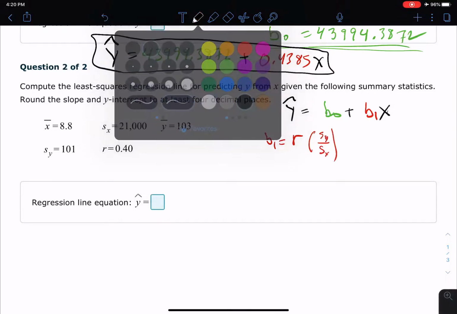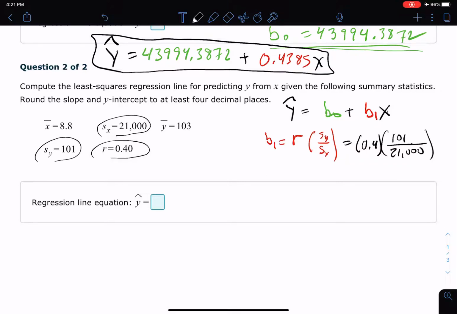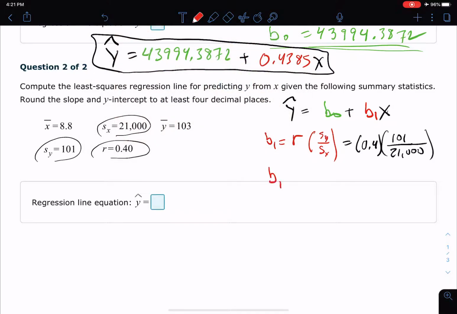So let's put in those values. R happens to be 0.4. S sub y is 101. S sub x is 21,000. Divide that, multiply by 0.4, and we get our b sub 1. It says round to 4 decimal places, so it's approximately going to be equal to 0.0019. I'm going to put a circle around that just because we have to refer back to that.